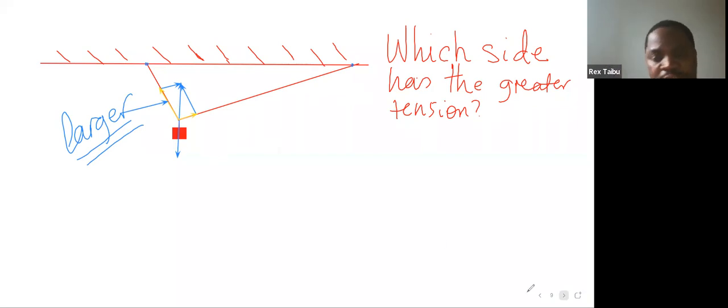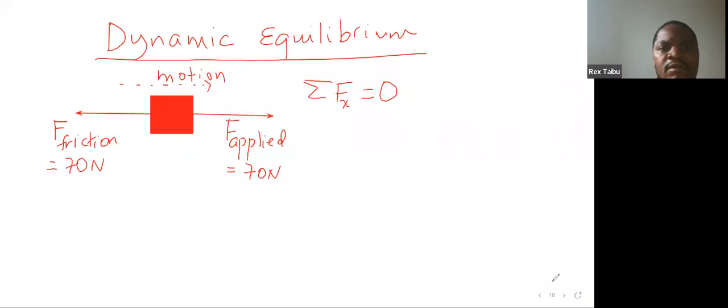All right, so let's now finish our discussion by looking at dynamic equilibrium. As we have seen according to Newton's first law of motion, an object can have a net force of 0 but still be in motion. As long as the vector sum of the forces is 0, the object can still be in motion.